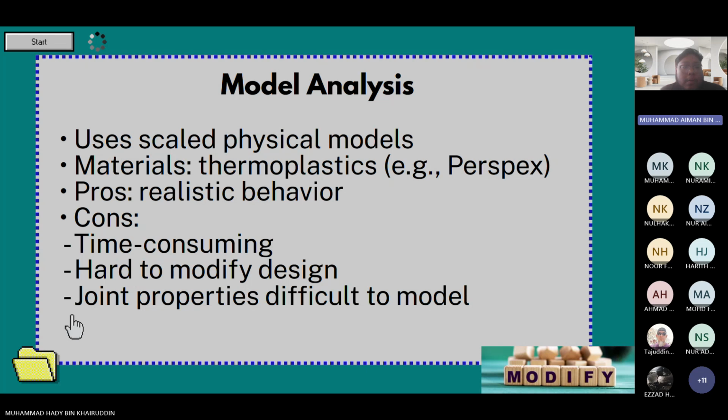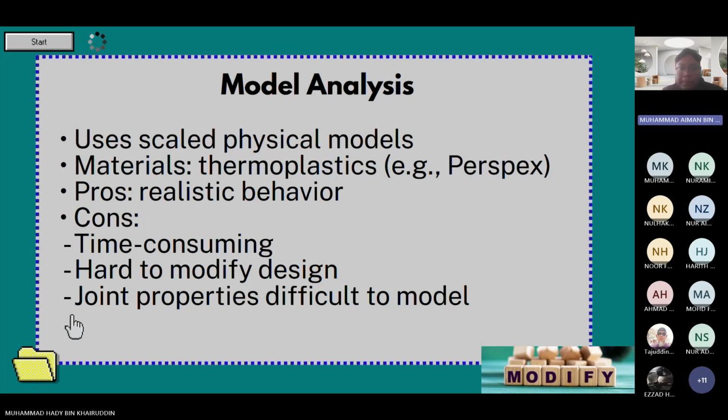We are going to talk about model analysis. Usually in the past, engineers used scale models to make analysis. For example, a smaller model made from material like thermoplastic is made to see what we can see in 3D perspective. And then we can predict the real behavior if the design is properly made.